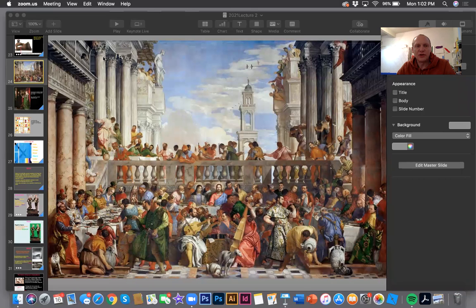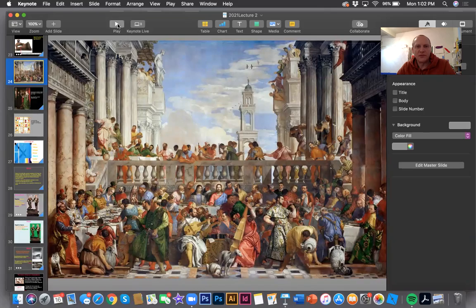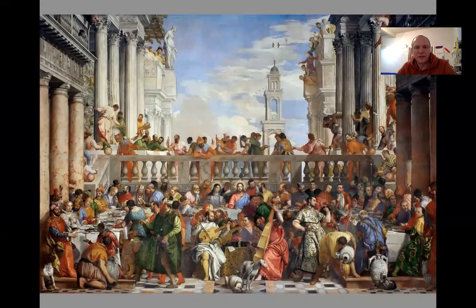Hi, everyone. We are going to continue our discussion of the elements of art today. Let me just click up to our screen sharing. We'll start off with this slide just because I love this painting. This is Veronese. It's called The Wedding at Cana, a great painting.